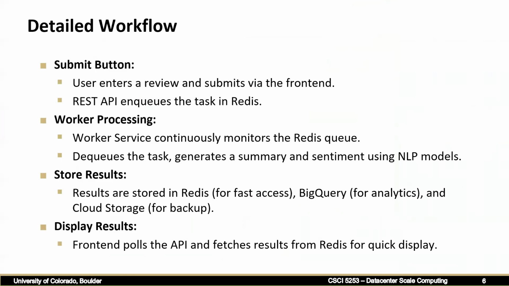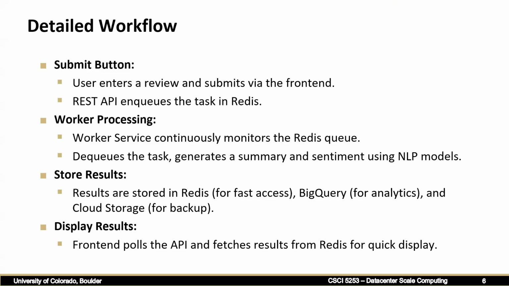As step 1 is submitting a review, here when the user enters a review into the front-end UI and clicks submit, this triggers a request to the REST API endpoint which validates the review and assigns a unique task ID. Step 2 is enqueuing the task. So the REST API enqueues the task in the Redis message queue. This task is stored with the status of queued.